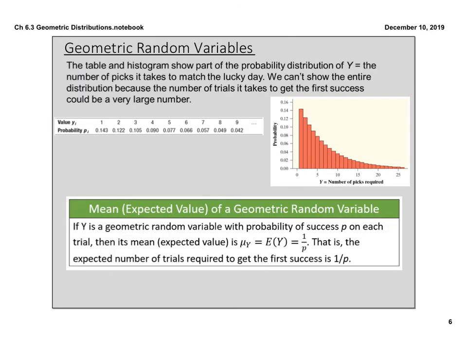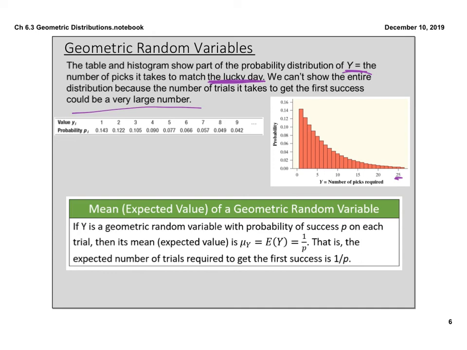All right, so then just one last little tip about geometric random variables. It says the table shows a histogram. The table and histogram show part of the probability distribution of Y, the number of picks it takes to match the lucky day. We can't show the entire distribution because the number of trials to get the first success could be a very large number. It's possible that you have to keep going and going. So they stopped it at 25, but we go until we get a success. So that could go on for a long time.